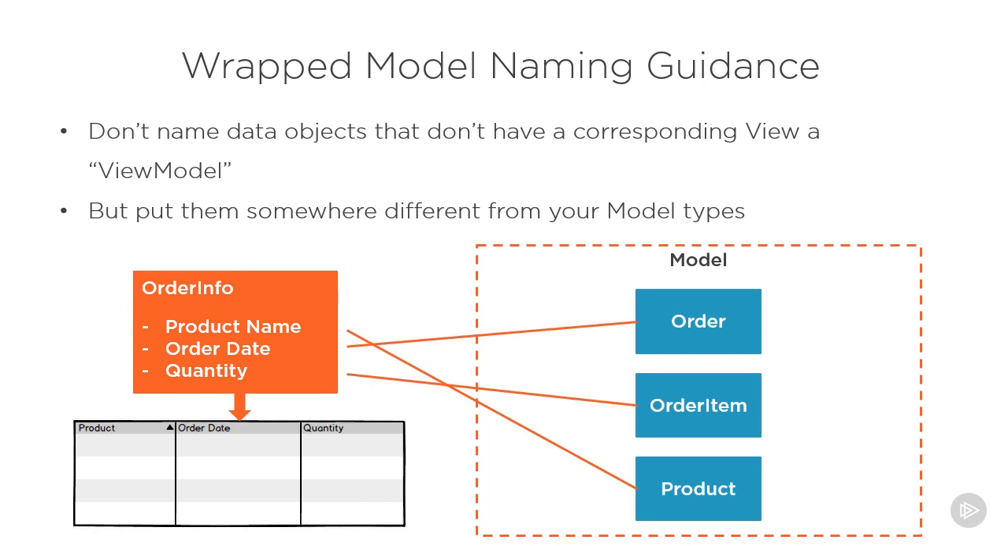Some people end up appending view model to the end of type names of these kinds of objects. I would recommend you avoid that. Use some kind of entity name for the object and keep it so view models always have a view they're associated with. But to keep things clean and easy to understand, I would also locate these types somewhere else than where the model objects are defined, often side by side with the views and view models that they're servicing.